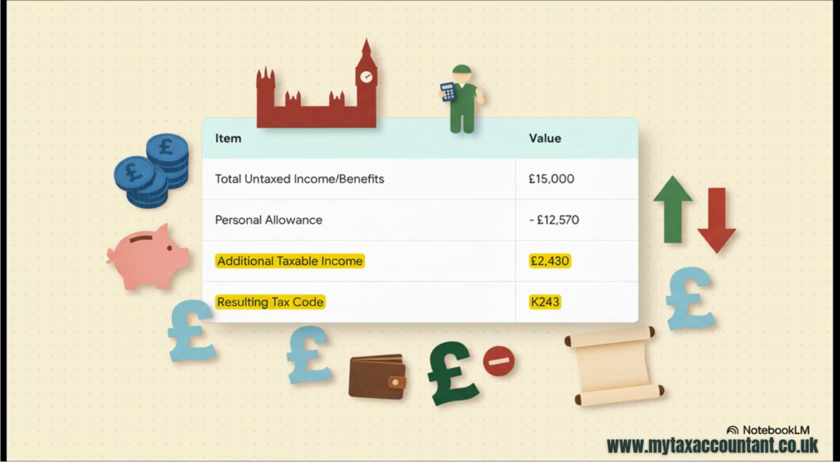See the problem? Her benefits are worth more than her allowance. So you just subtract one from the other, and you're left with £2,430. To collect the tax on that extra amount, HMRC gives her the code K243. It's as simple as that.